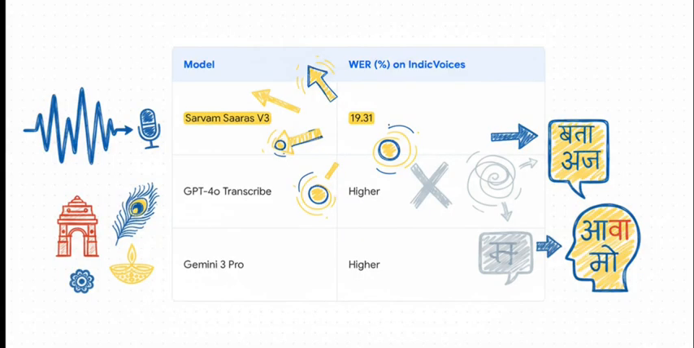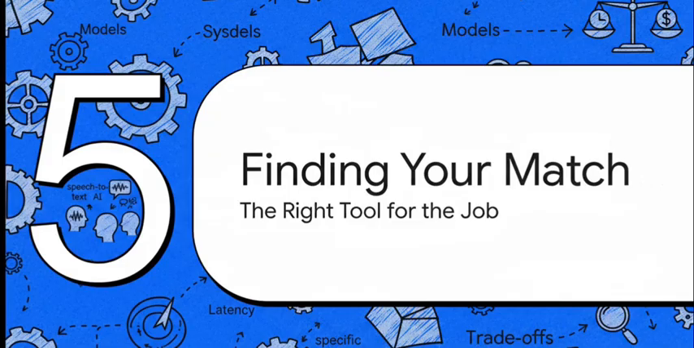And this is exactly where a specialized model like SarvamAI's Saras v3 just completely shines. It was built from the ground up, trained on over 1 million hours of actual Indian language audio. And the result? It blows the global giants out of the water on benchmarks that test this kind of real-world code-mixed speech. So, I think you see where this is all going, right?